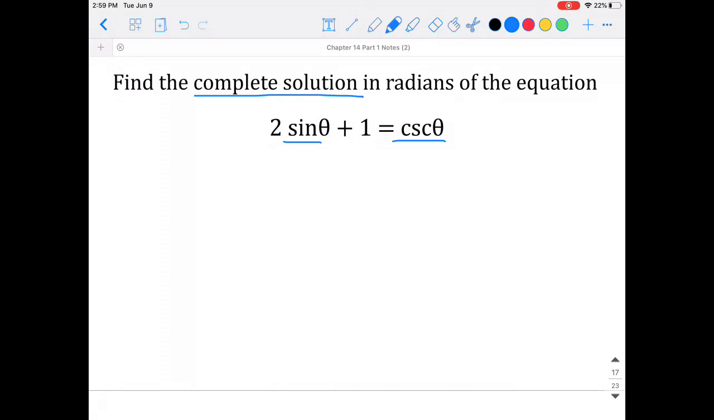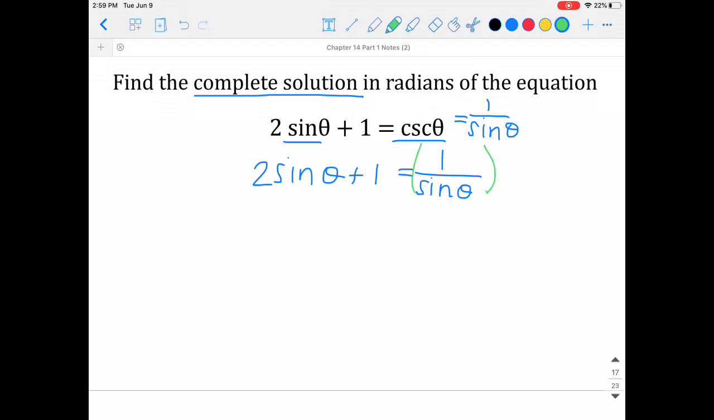So I know that cosecant of theta is equal to 1 over sine of theta. That will give me my equation in terms of sine. So I'm just going to replace cosecant of theta with 1 over sine theta. And that gives me 2 sine theta plus 1 equals 1 over sine theta. Now we have this equation. On the right side, we have a fraction, but we can get rid of that fraction just by multiplying. So I'm going to multiply both sides of my equation by sine theta.